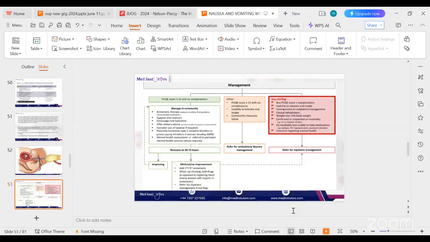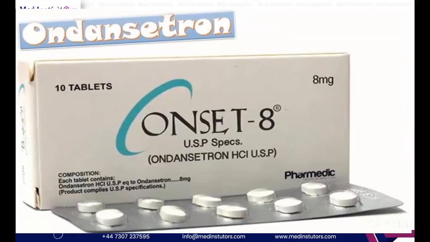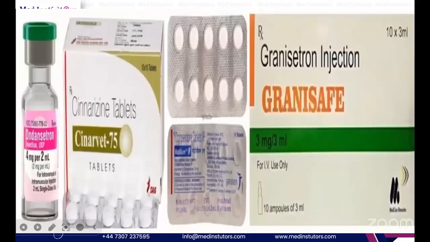so these are all the charts. These are screenshots of the chart, and this is the most appropriate IV hydration. Ondansetron is available in Pakistan. The dose is 8 milligrams. Then cinnarizine tablet.